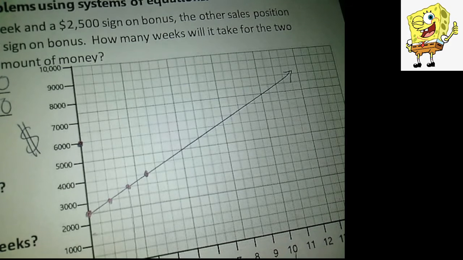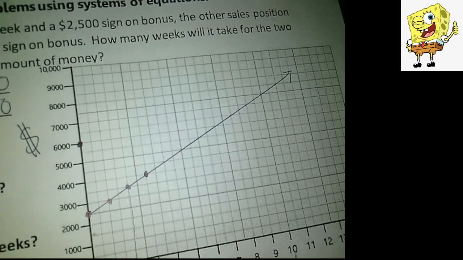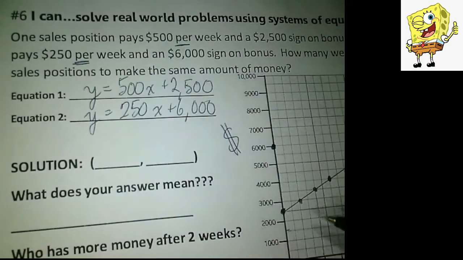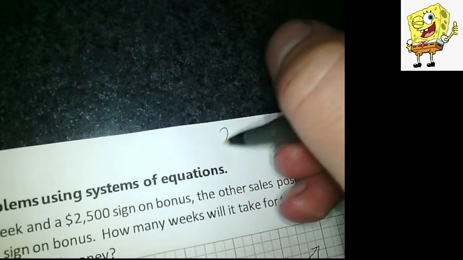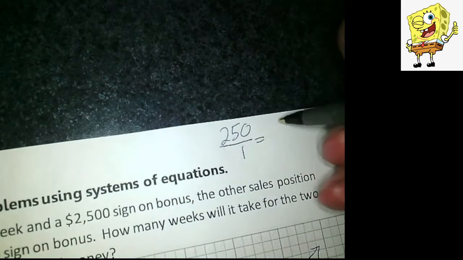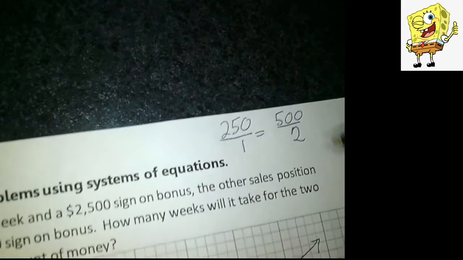And I don't know about you, but I don't like it when things are not precise. I like it to be very clear, this is on the mark or it is not on the mark. So what I'm actually going to do is re-express 250, and I'll do it up here, 250 over 1 equals 500 divided by 2.